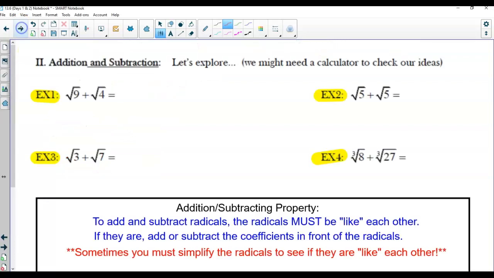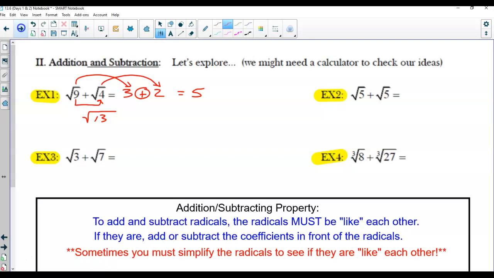Now, the next thing we're going to be moving along here is adding and subtracting. So we might need a calculator to check our ideas. We don't, okay? I know the square root of 9 is 3, plus I know the square root of 4 is 2. So the square root of 9 plus the square root of 4 should equal 5. Notice, that is a little different. If I added the numbers underneath here, don't think that's the square root of 13, because it's not, all right? I know the square root of 9 is 3. I know the square root of 4 is 2. And if I add those two square roots, those two perfect squares together, I will get 5, okay?